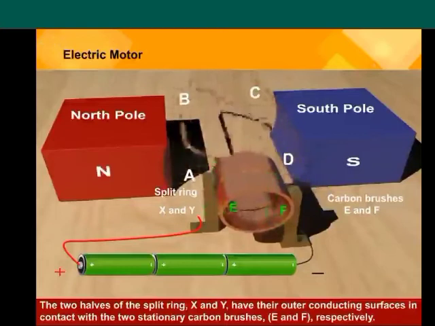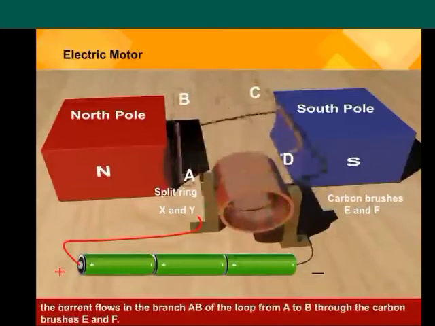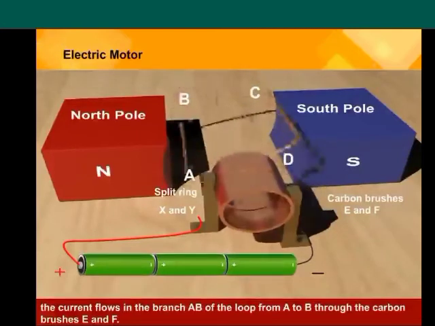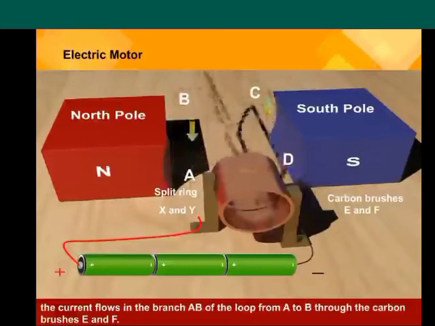When the circuit is completed as shown in the figure, the current flows in the branch AB of the loop from A to B through the carbon brushes E and F. Since the direction of the magnetic field is from North Pole to South Pole, according to Fleming's left-hand rule, a force is exerted on the branch AB and pushes it down.